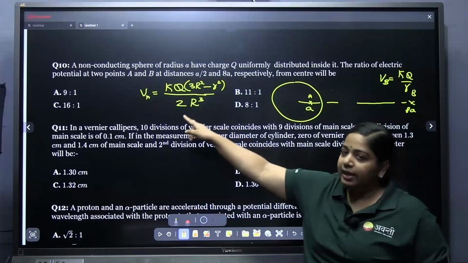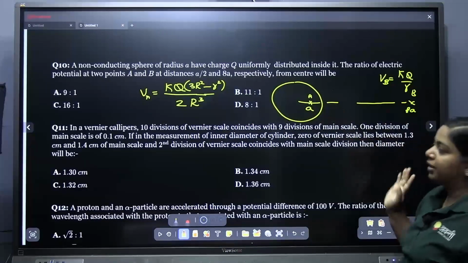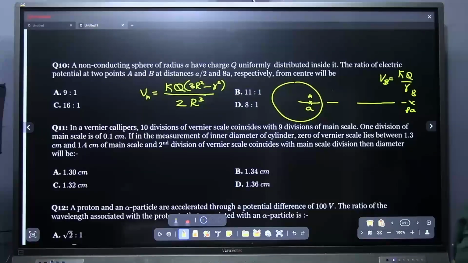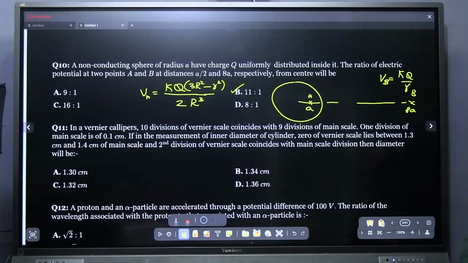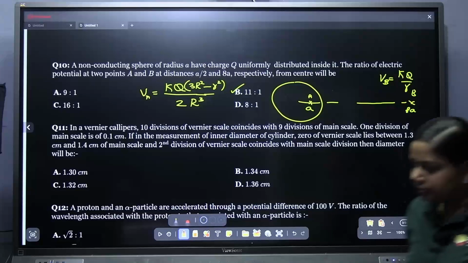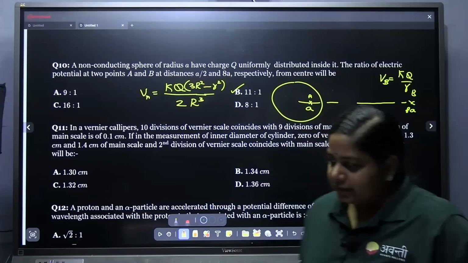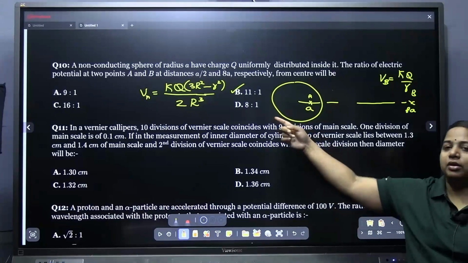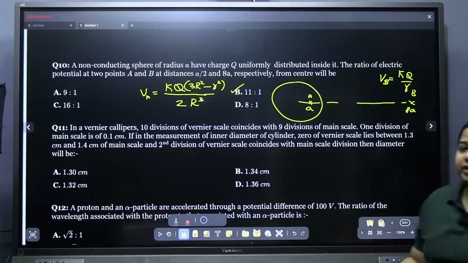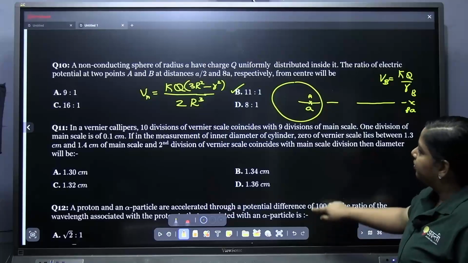Then you will get VA, VB, find VA by VB. Okay, answer is option B, 11:1. Is there any doubt in this? Direct formula application, but generally we don't get questions for using that.